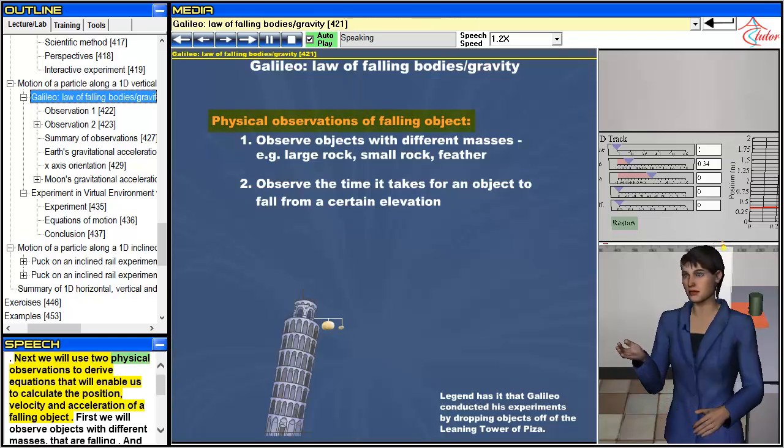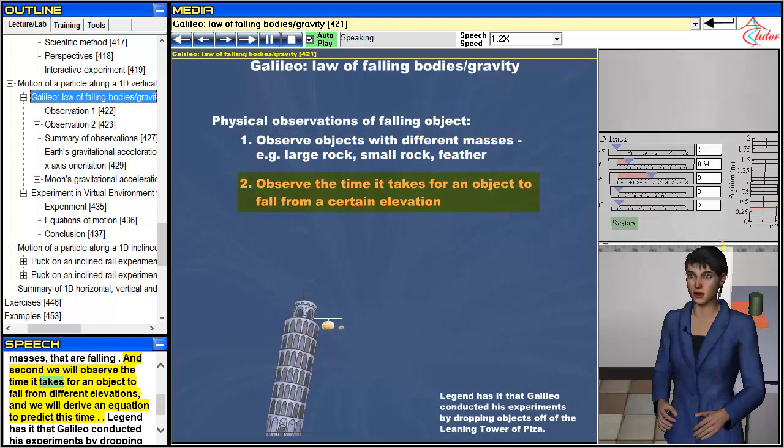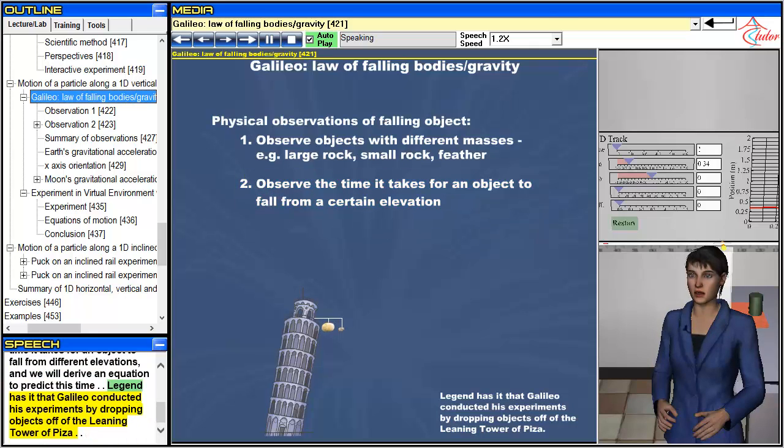Next we will use two physical observations to derive equations that will enable us to calculate the position, velocity and acceleration of a falling object. First we will observe objects with different masses that are falling. And second we will observe the time it takes for an object to fall from different elevations, and we will derive an equation to predict this time. Legend has it that Galileo conducted his experiments by dropping objects off of the Leaning Tower of Pisa.